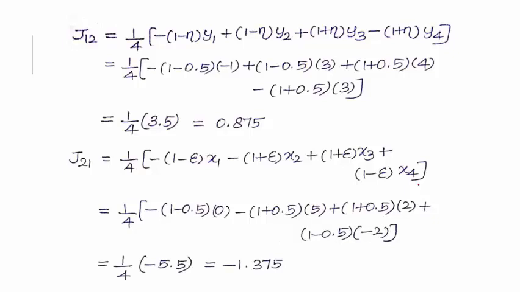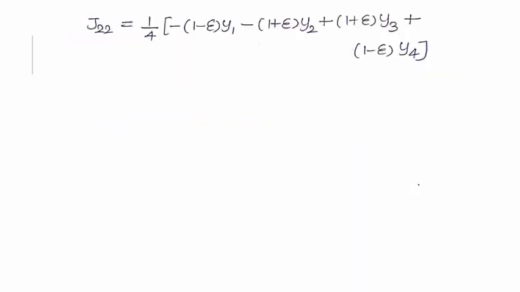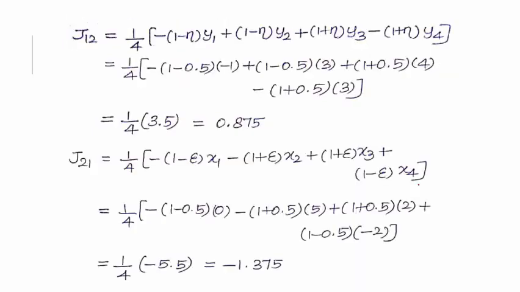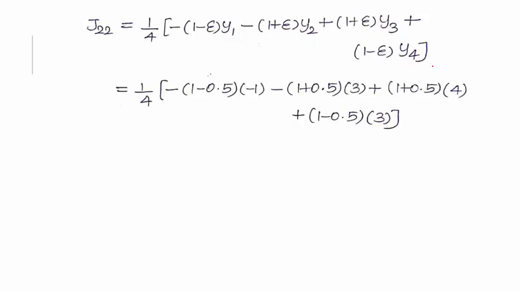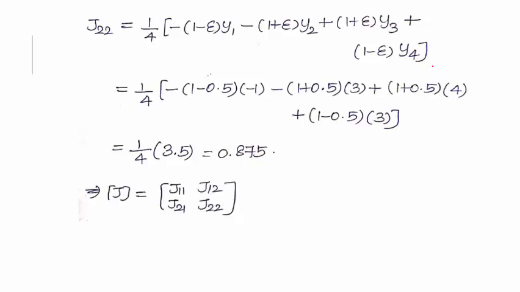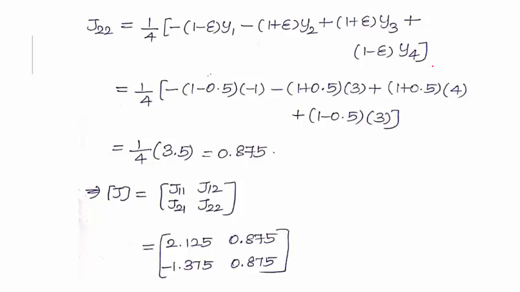Next, to calculate the value of J22, we can use this formula. This formula can be obtained just by replacing the x1, x2, x3, x4 components in the J21 formula by y1, y2, y3 and y4 components. By substituting the known values here, we can get the value of J22 as 0.875. We have calculated all the values to assemble the Jacobian matrix. So the Jacobian matrix for the given quadrilateral element is 2.125, 0.875, minus 1.375, 0.875.